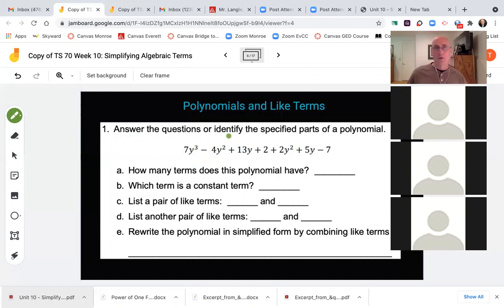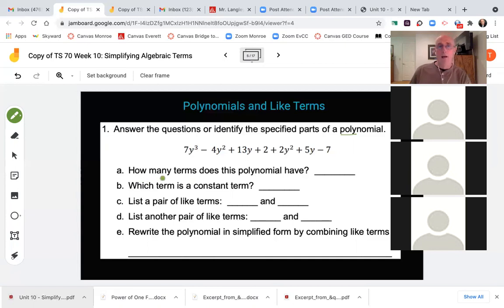Answer the questions or identify the specified parts of the polynomial. Polynomial means many terms, all separated by plus or minus. By the way, this is not a monomial, binomial, or trinomial. It's way more than that. It's like 7.